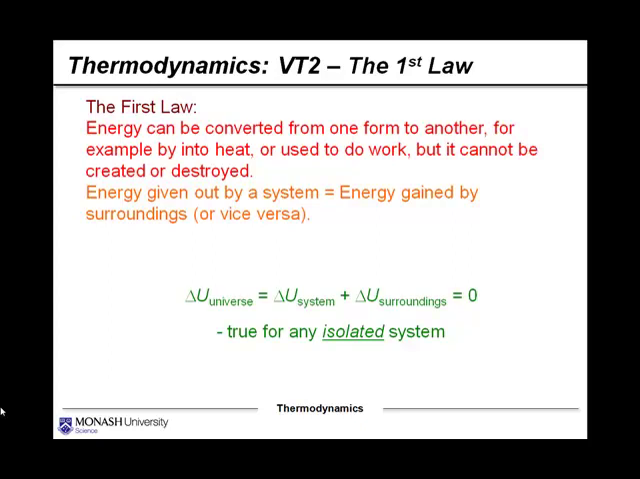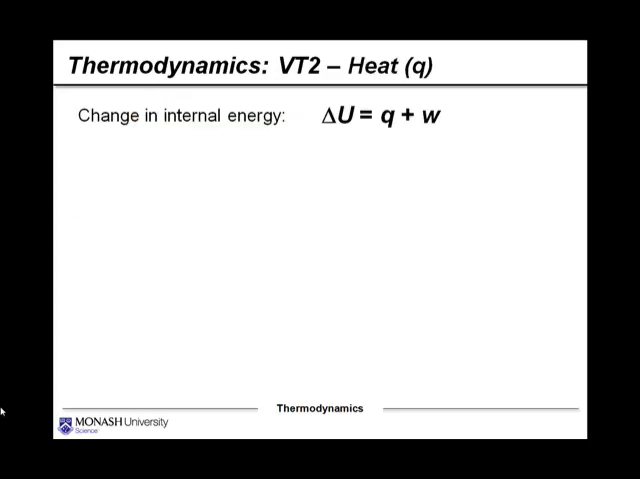But mathematically, we can express it like this. And this is true for any isolated system, where the change in the energy of the universe must be equal to the change in the internal energy of the system plus the change in the internal energy of the surroundings. And for an isolated system, this is going to be equal to 0. So we've got this nice little expression now for the first law of thermodynamics, where the change in the internal energy is equal to the heat plus the work.